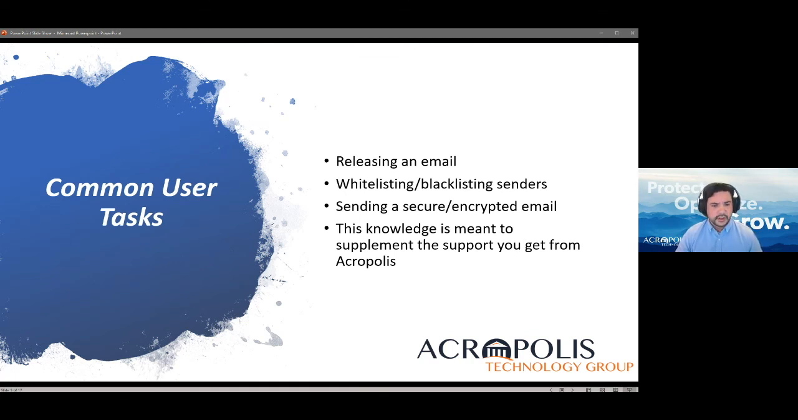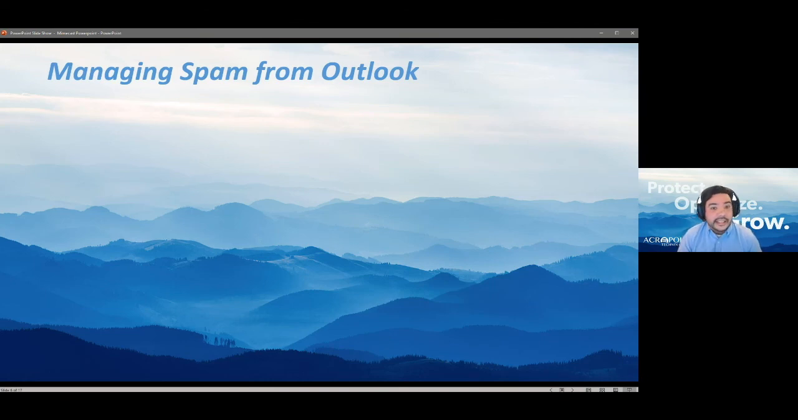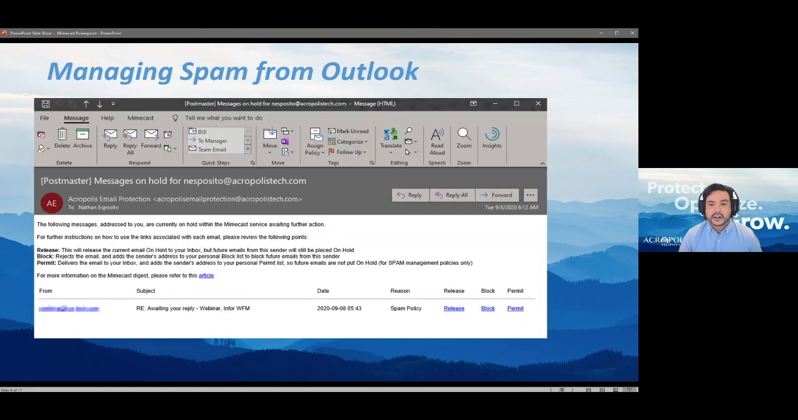So moving on here. The first and easiest way that you can manage your emails is just directly from Outlook. Mimecast has a feature where you may have received an email. It's usually on a timer, two or three times per day. You'll receive an email like this, and it's basically saying, "Hey, it's from Acropolis Email Protection. We've got some emails here that aren't directly malicious, but we weren't sure if you wanted to see them." Maybe it's a newsletter or a mailing list that you signed up for, or maybe it's totally unsolicited.